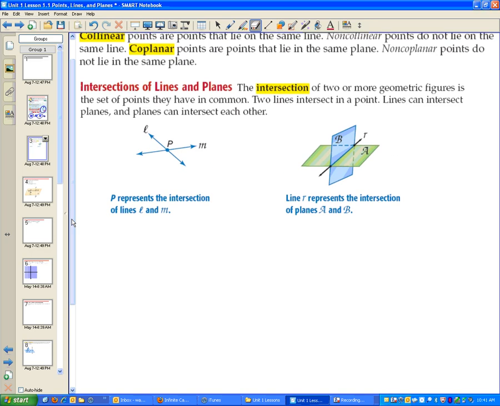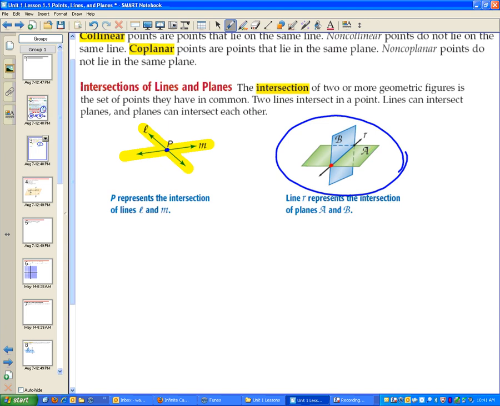So if we look at this drawing here of line L and line M, the only point those 2 lines have in common, meaning they both have it, is point P, isn't it? So whenever two lines intersect, there is a single point of intersection. But look over here. If two planes intersect, I don't see just a single point they have in common. I see a bunch of points they have in common.